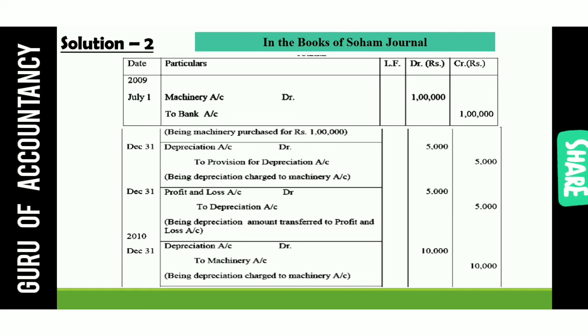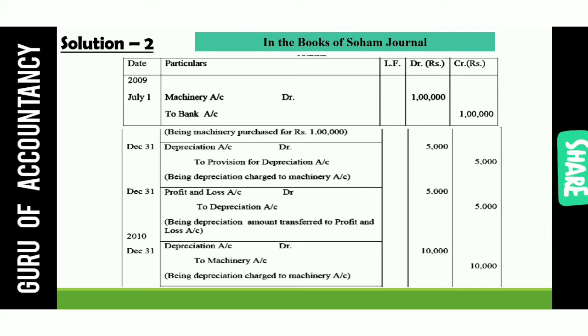So the first entry would be as it is, exercise is same, only the method is different, so your entry will differ, other thing will remain same, and only one entry will change. Instead of asset account, we will write provision for depreciation account. So see the first July 1st, machinery account debit to bank 1 lakh rupees. By printing mistake, date is written 2009, actually it is 2017.